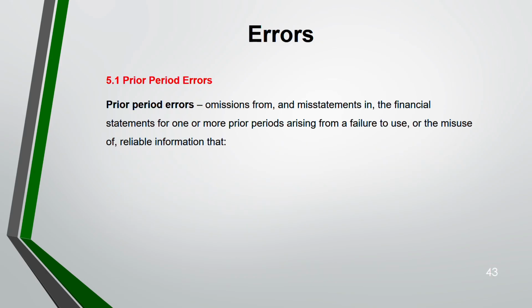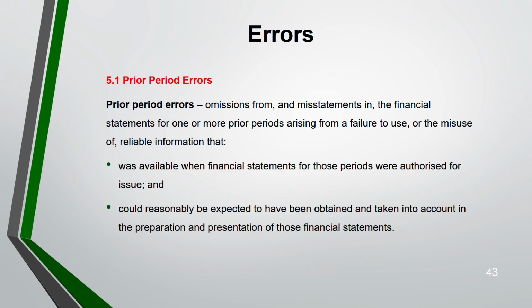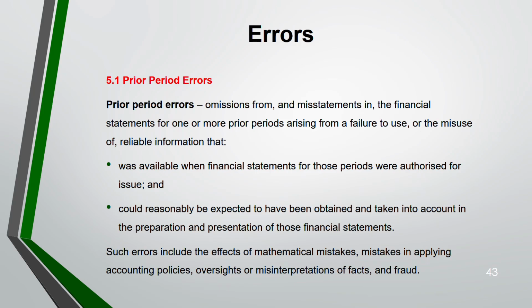Okay. What is a prior period error? Omission or misstatement in the financial statements for one or more prior periods arising from a failure to use, or misuse of, reliable information. Maybe you have failed to use the information, or you have misused the information that was available when the financial statements for those periods were authorized for issue and could reasonably be expected to have been obtained and taken into account in your preparation and presentation of financial statements, but you did not take it. Such errors can include the effect of a mathematical mistake, mistakes in applying your accounting policy, or misinterpretation of facts, and could be fraud also.